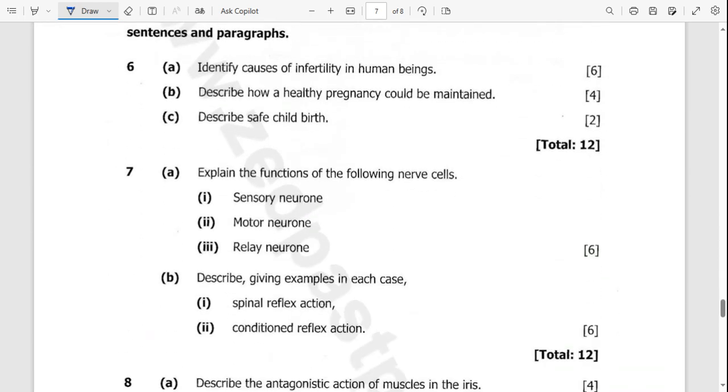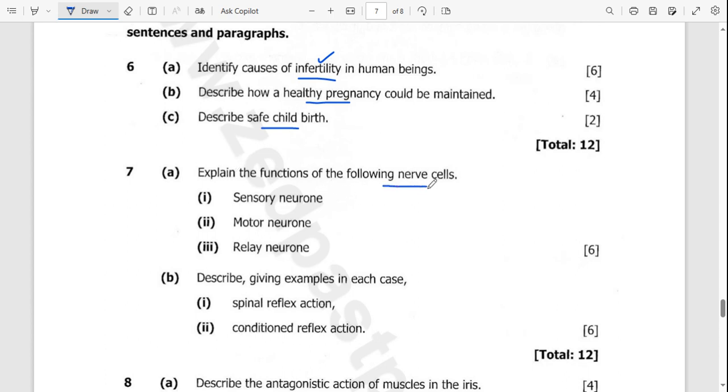So that is it for the essays. Just try them out. You can write and we see. Identify causes of infertility. The best way of answering an essay is first to define the term. What is infertility? Just write a line or two, and then you mention the causes of infertility, and then how a healthy pregnancy could be maintained, and then describe safe childbirth.